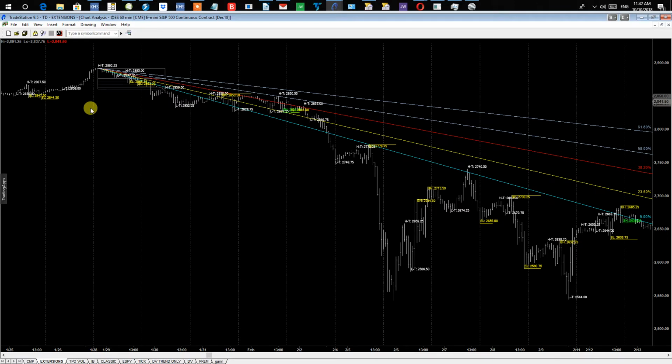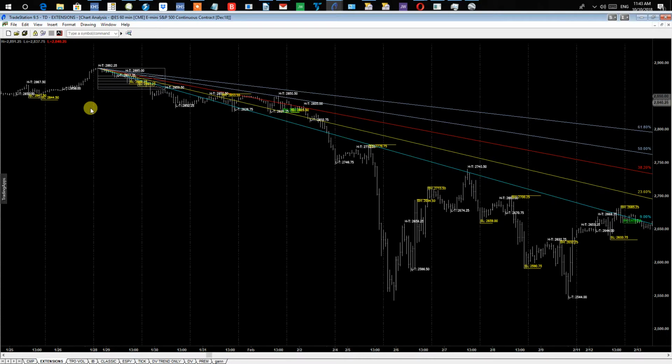Now, in order to generate a fan, you need 2 points of reference. And depending on what you're looking for, those points of reference will vary. For example, in a falling market, you could be looking for higher lows, or you could be looking for lower lows. In a rising market, you could be looking for higher highs or higher lows. So depending on what you're looking for, you're going to set this up differently.